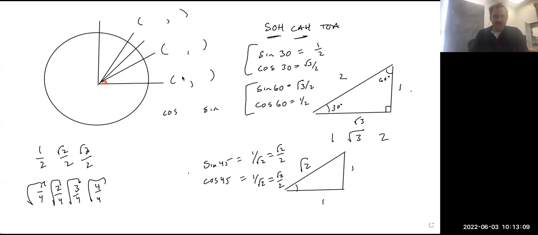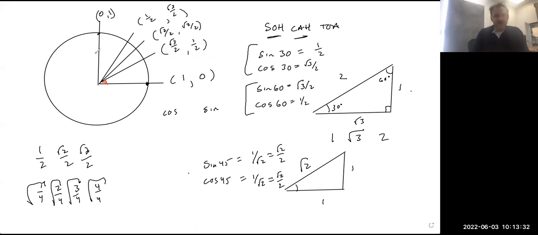This is the X value of 1, the Y value of 0. That's my first point. Next point is for 30 degrees. Cosine is X, so square root of 3/2, 1/2. Next one is the same, square root of 2/2, square root of 2/2. And then we switch it, 1/2, square root of 3/2. And finally, coming up to 0, 1.